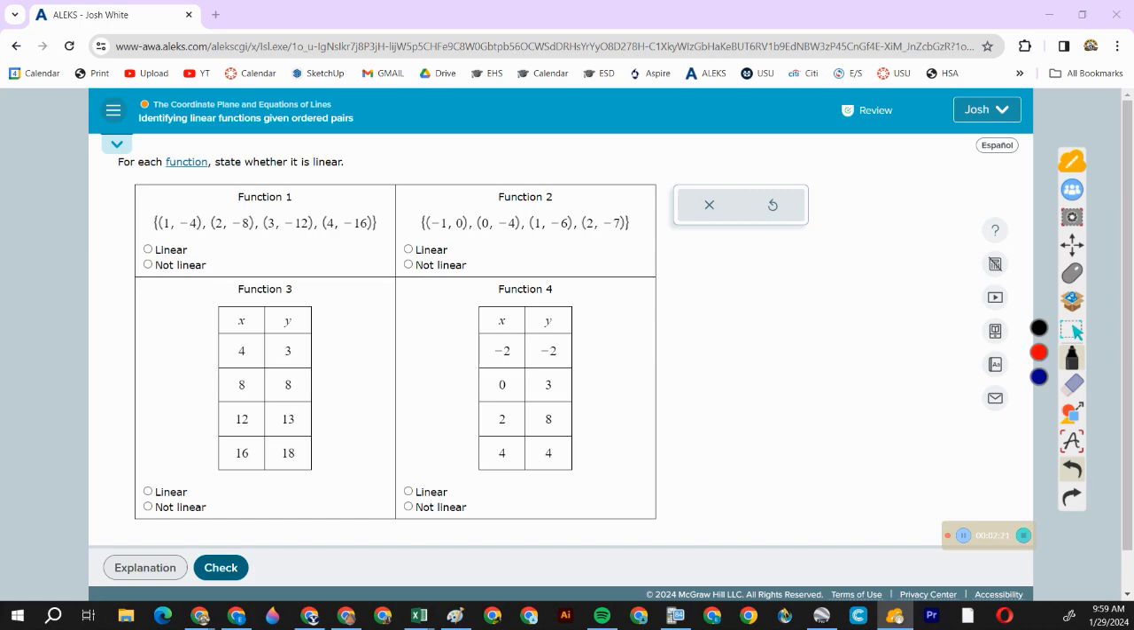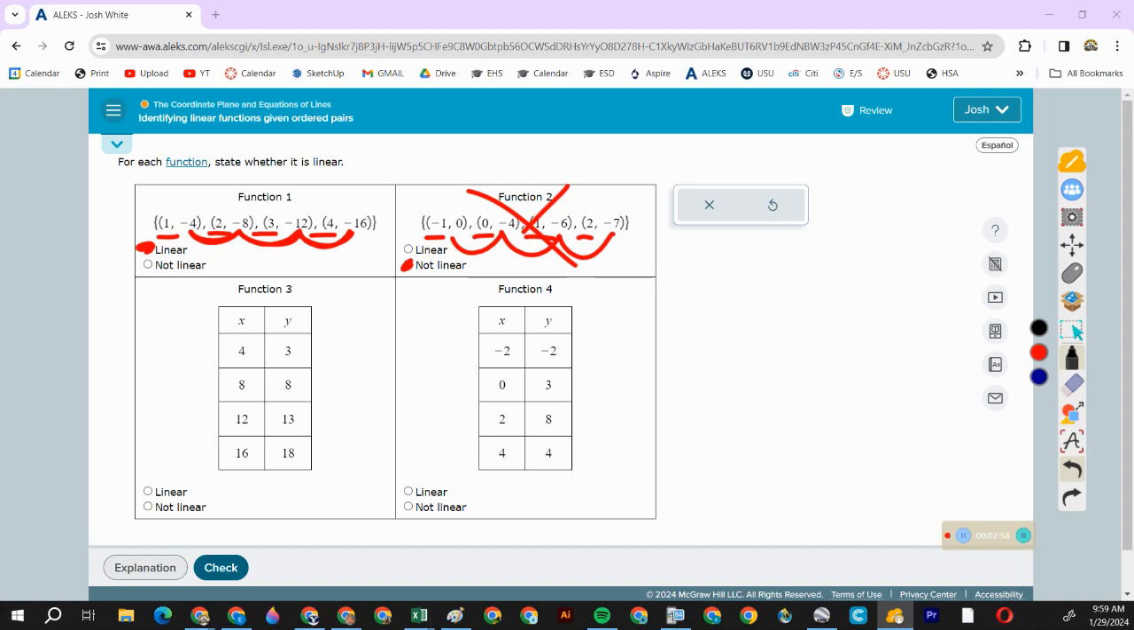So here we have a function, 1, 2, 3, 4. You could graph this, or let's just check, are we adding or subtracting the same number every time? So negative 4 minus 4 is negative 8, minus 4 is negative 12, minus 4 is negative 16, and each of the x's only changed by 1, so that one is linear. So the next one, my x's are in order, negative 1, 0, 1, and 2. Minus 4, minus 2, minus 1. No, that is not linear.